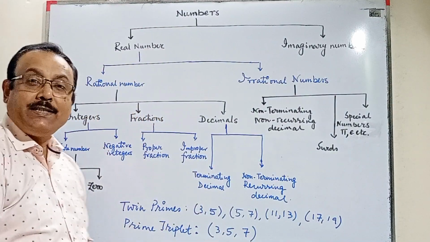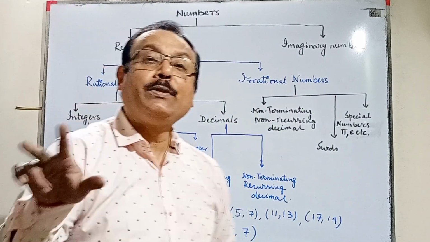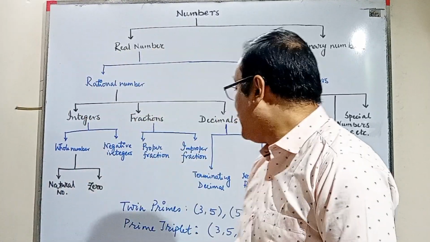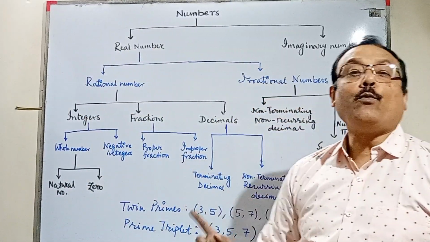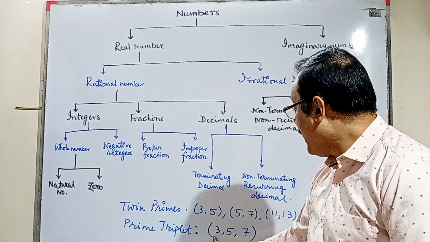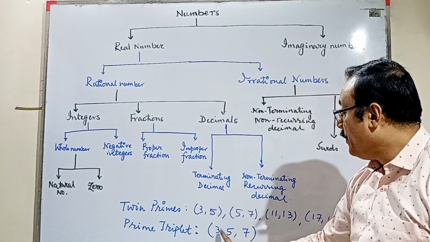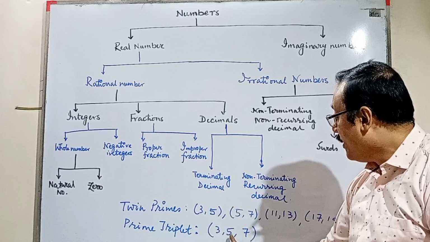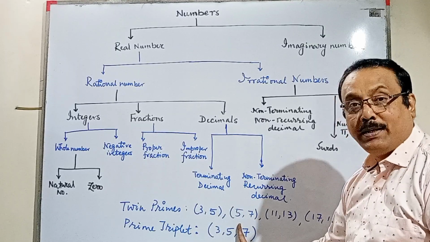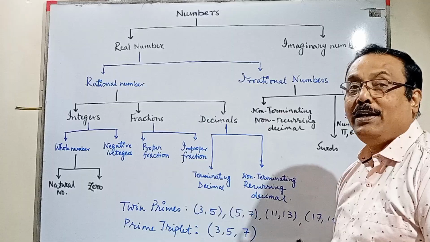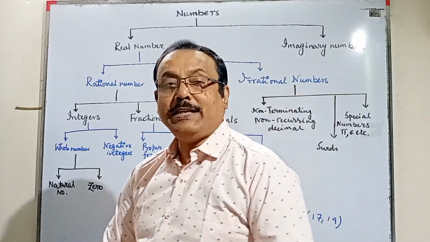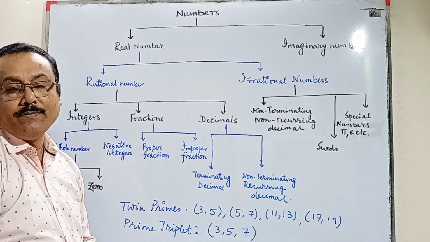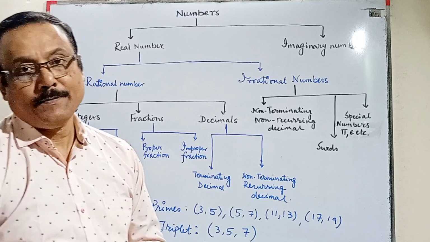What are prime triplets? Prime triplets are a set of 3 prime numbers such that there is one number between consecutive ones. 3, 5, 7. Between 3 and 5 there is one number, 4. Between 5 and 7 there is one number, 6. So if they have one number in between them, that set of 3 numbers is called prime triplets.